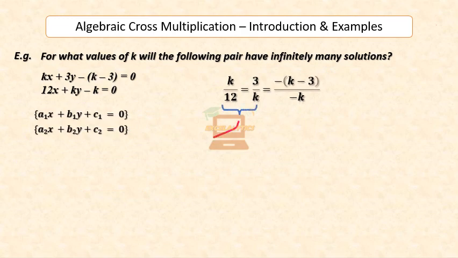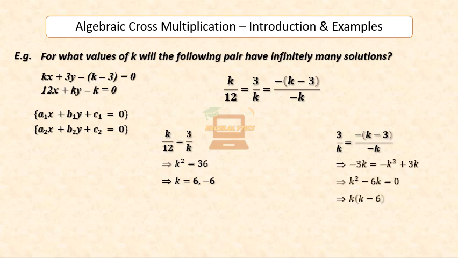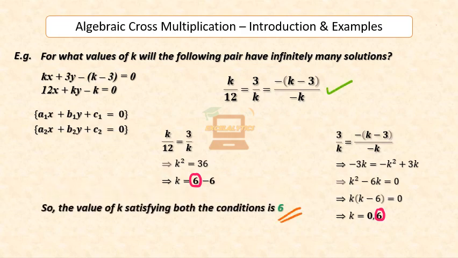From this equation, we derive two quadratic equations in k. From the first quadratic equation, we get the values of k as 6 and minus 6. From the second quadratic equation, we get the values of k as 0 and 6. From the three values obtained, we find that the value 6 satisfies both the quadratic equations. Thus, we can say that the given pair of linear equations will have infinitely many solutions if k is 6.